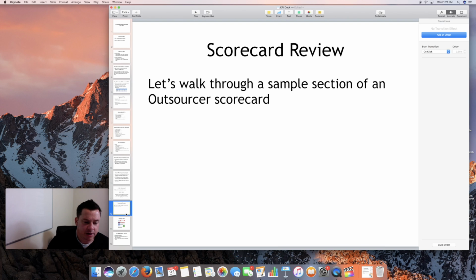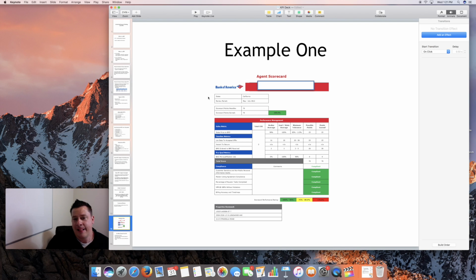So this is a Bank of America example. This is where the agent's name would have been, but I took the agent's name out just so that I've got no liability for this, right? But here's a Bank of America scorecard, so let's walk through this. It's going to tell you where we're at. We're in California. We reviewed it May through July of 2012, and this agent scored 100%. There were 70 possible points, and they grabbed all 70 of them.